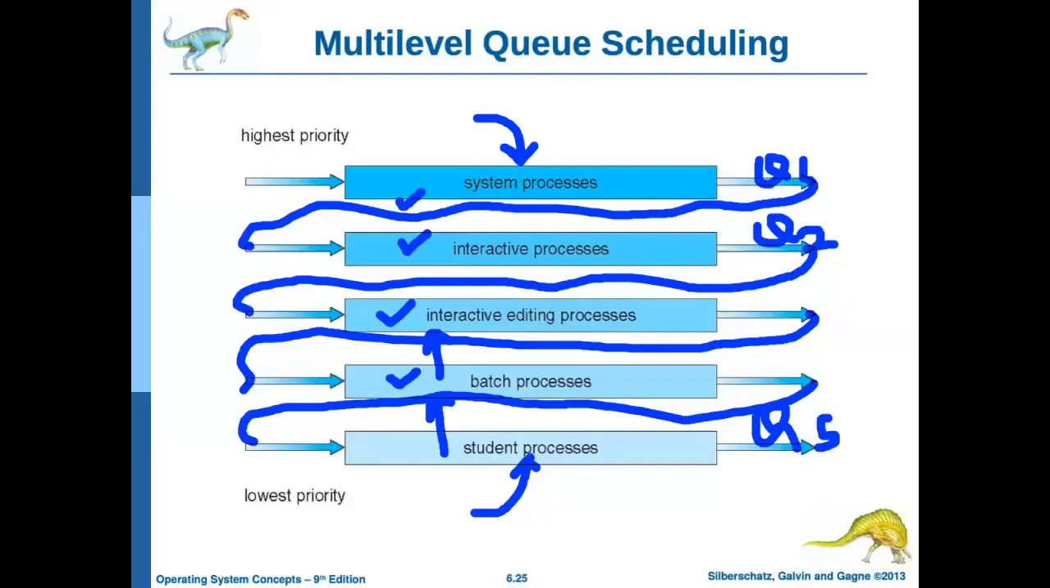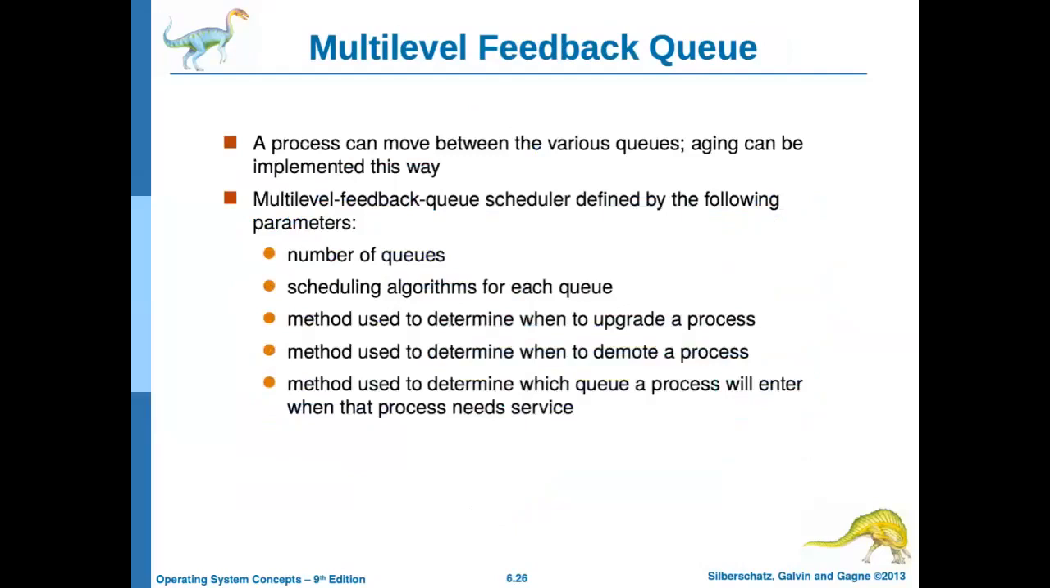Okay, so this is multi-level queue scheduling. A process can move between various queues. Aging can be implemented this way. That is what I just mentioned. Okay, multi-level feedback. Now one more thing is added there.